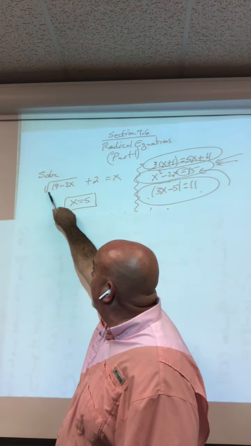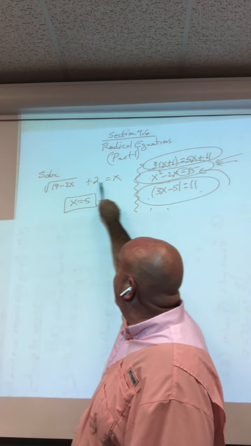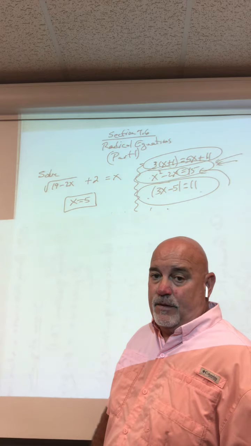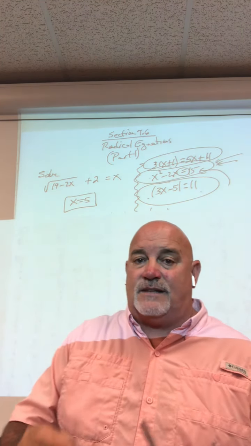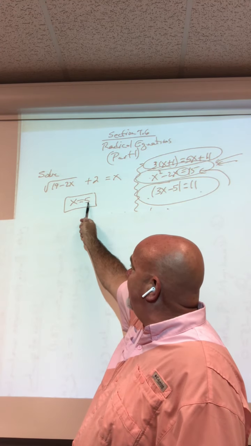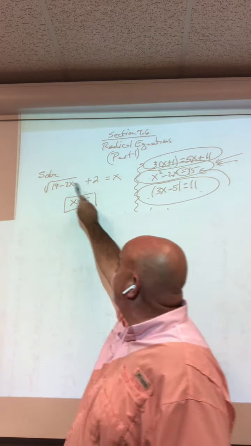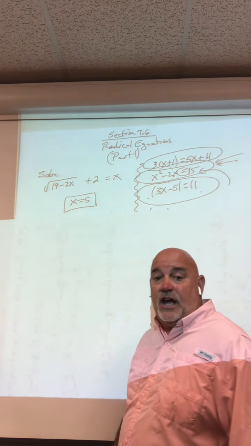So in just a minute, we're going to work this problem right here. What you're looking at is a radical equation. The goal is to solve it, to find a number for x that makes it true. I already put up the answer right here, 5. The answer to this equation is 5. Let me just show you that it's 5.